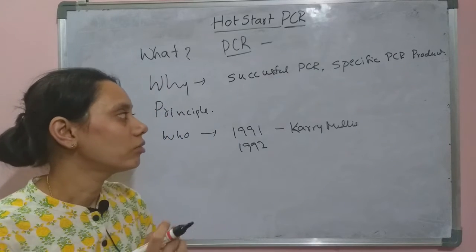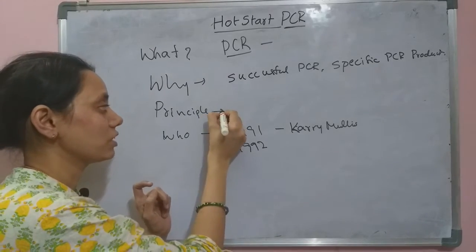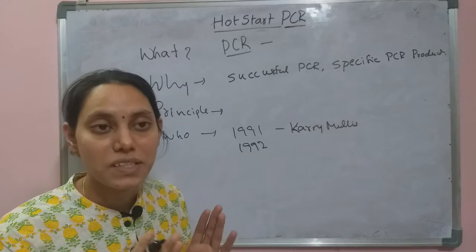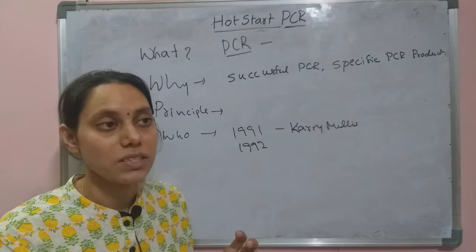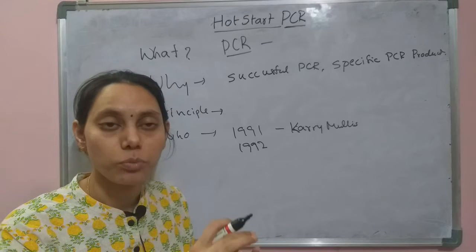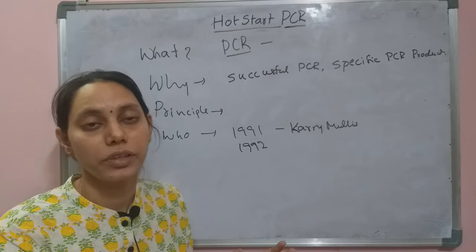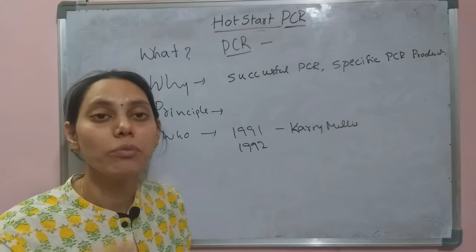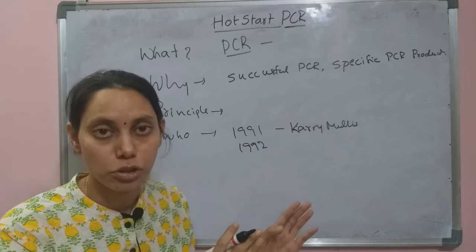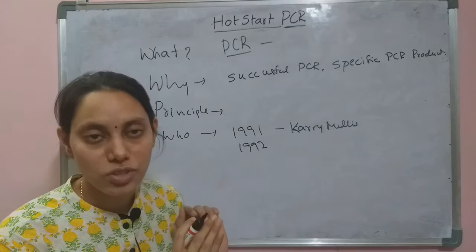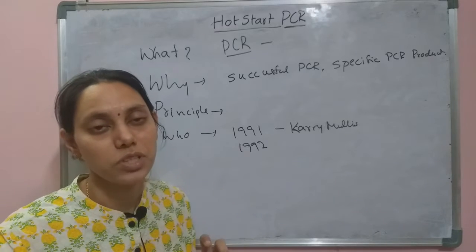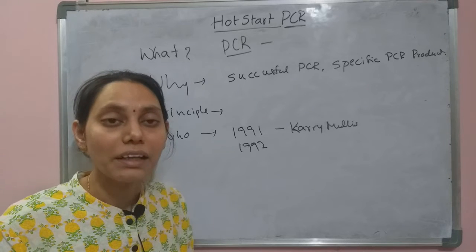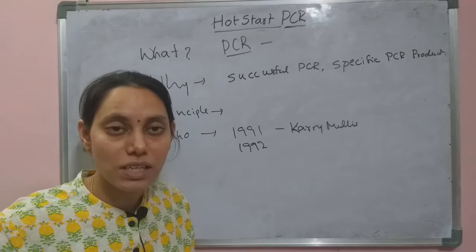Generally, Taq polymerase and all the other components of the PCR master mixture, that means dNTPs, primers, Mg2+, Taq polymerase, buffer, and template, are all added into the reaction mixture. The reaction tube in which the reaction mixture is present is generally placed in the PCR machine, and the PCR reaction will be initiated.